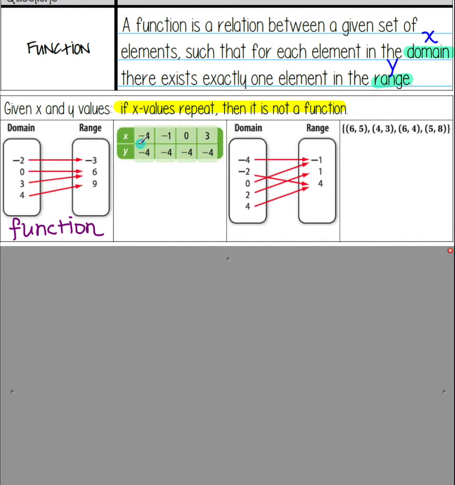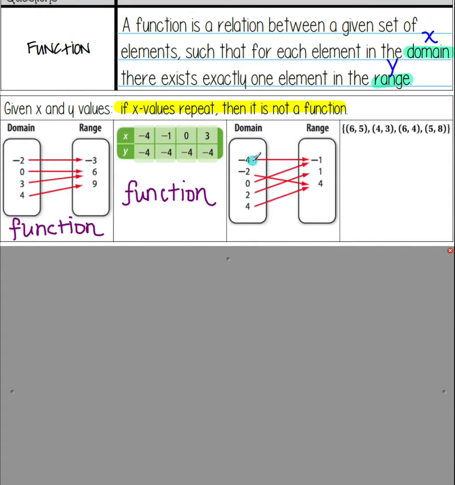If we are given a table of values where we have our x and y values, so x is -4, x is -1, 0, and 3. We can see that all of our x values are different, and so this would mean that this is a function. Even though all of the range values are the same, that doesn't matter. We're looking at our domain values. So this would be a function.